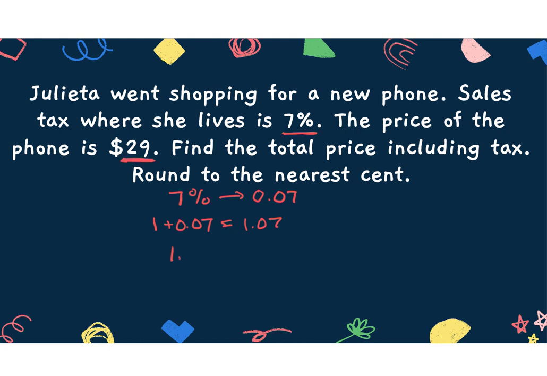1.07 times 29. And that equals 31 and 3/100ths. So in this situation, we've got a total with tax of $31.03. I don't need to do any rounding on this one because I only had 2 digits after the decimal. But if I did, I would round off just to make sure I only have 2 decimals.